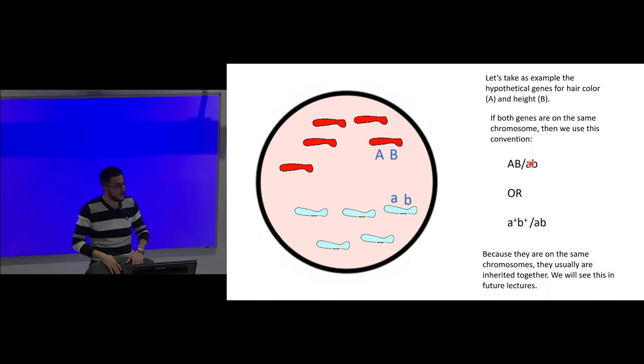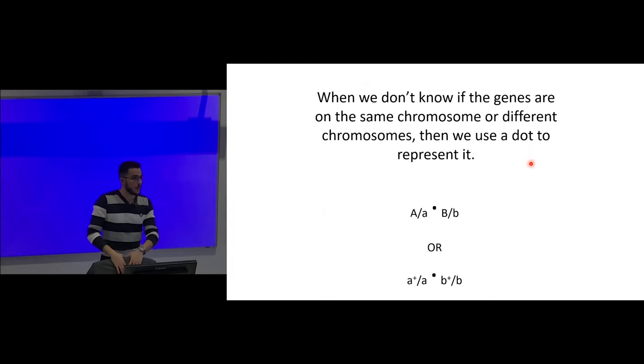Okay, last convention. If we don't know whether they are on the same chromosome or on different chromosomes, then we'll add a dot in between them, or this symbol called the interpunct. So the questions that will be asked, for example, in the tutorial, will say the following. I have these two genes with a dot like this. Figure out if they're on the same chromosome or not.